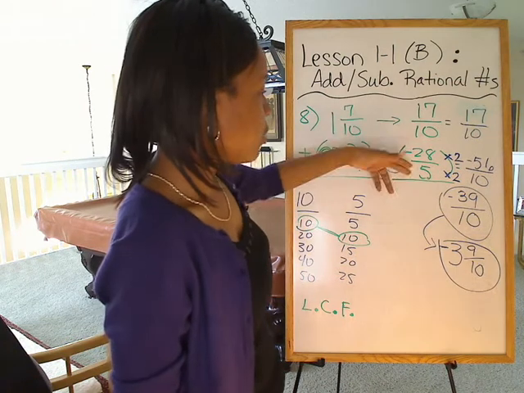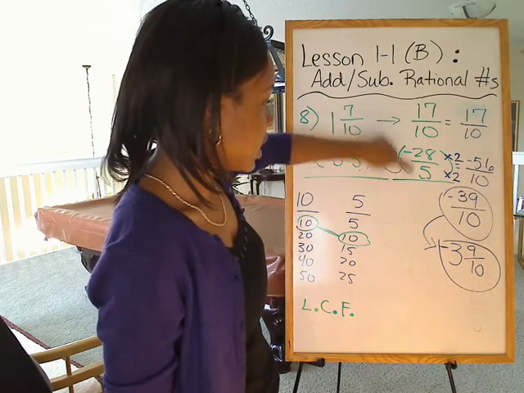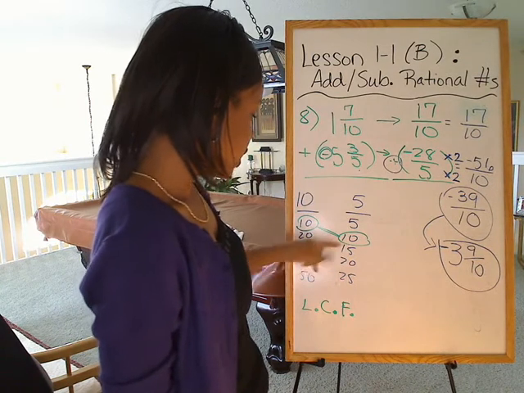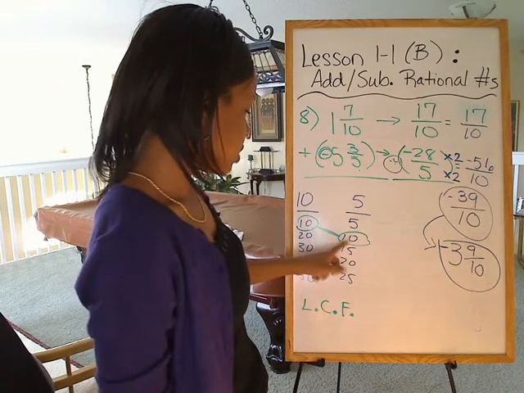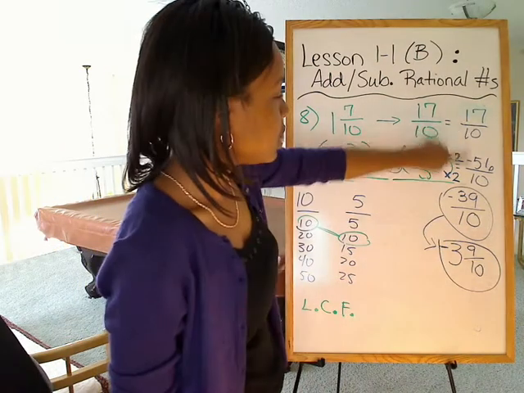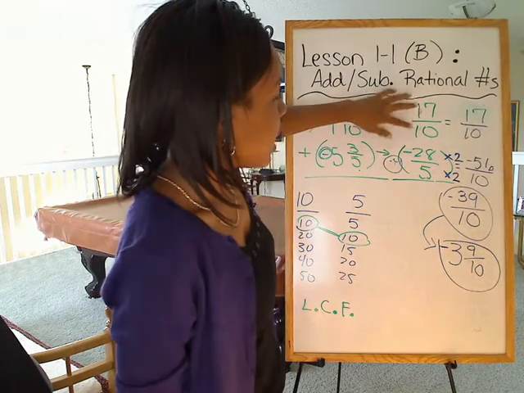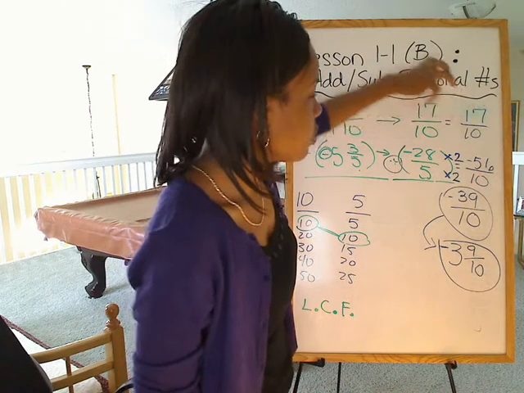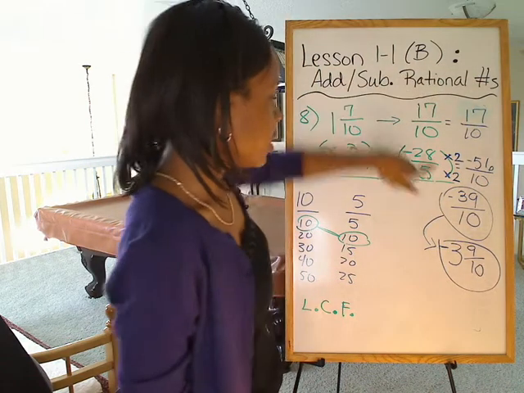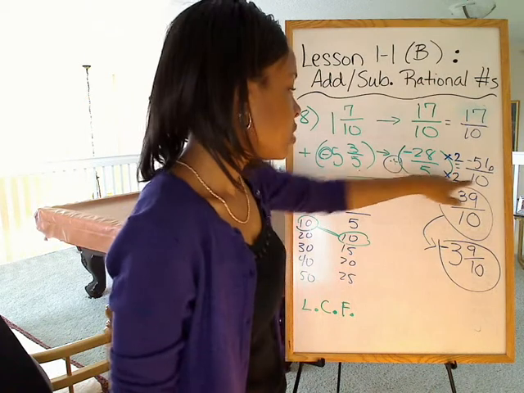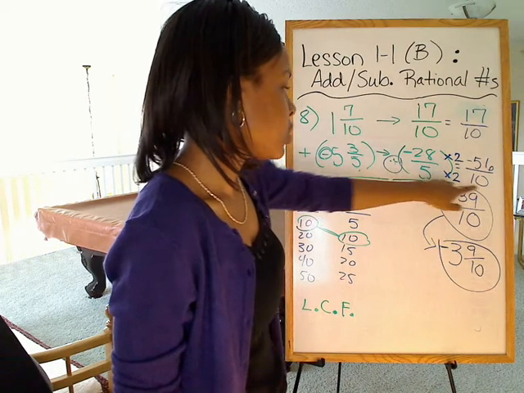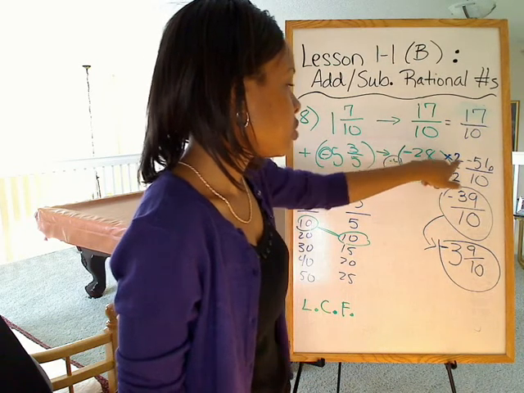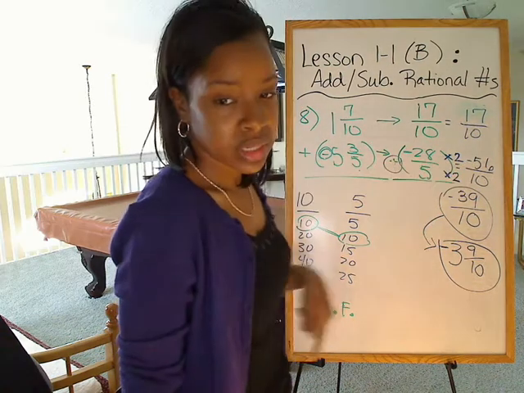And then my next step was to find a common denominator between 10 and 5. So I listed some multiples of 10, multiples of 5, and the smallest one that was in both lists was 10. So that's my new denominator. Then I tried to find equivalent fractions. 10 was already equal, so I didn't need to do anything to the 17. Down here, 5 and 10 don't equal each other, so I had to do 5 times 2, which made me do negative 28 times 2, which gave me negative 56.